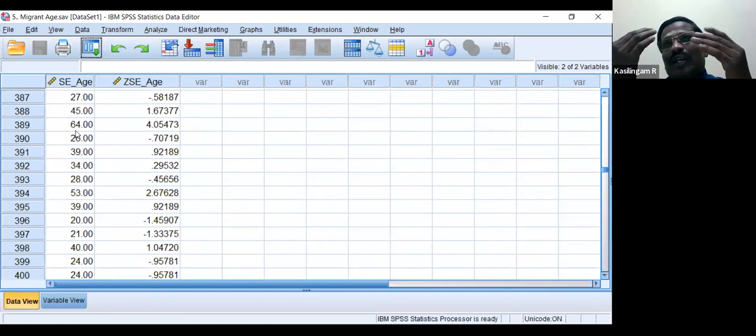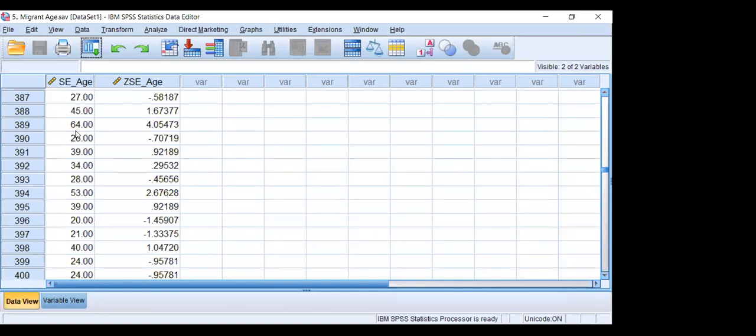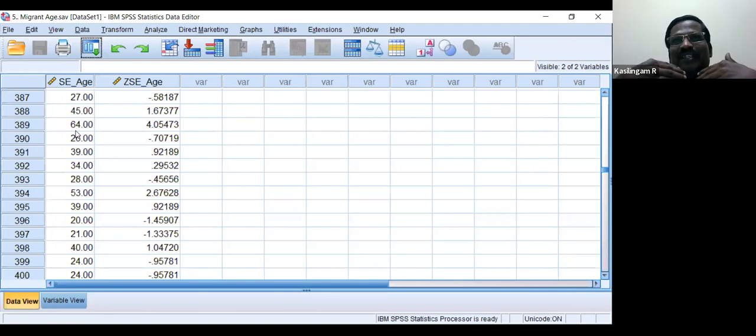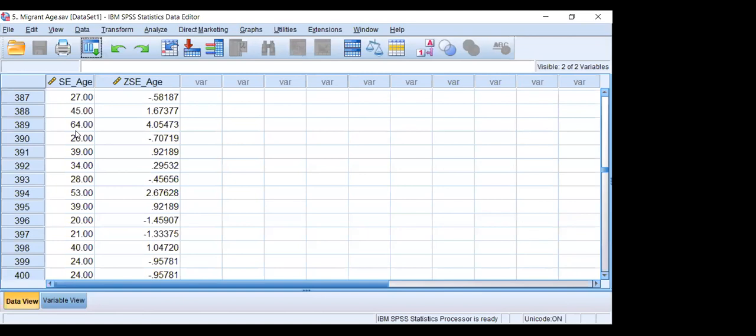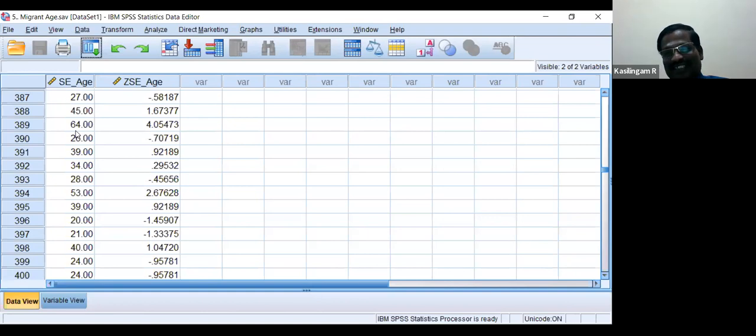See any value, right? Maximum is Q3 plus 1.5 into IQR. Minimum is Q1 minus 1.5 into IQR. If it is less than that value, or above that value, that is an outlier. Is it okay? Yes, sir. So that is the way box plot and IQR are used.